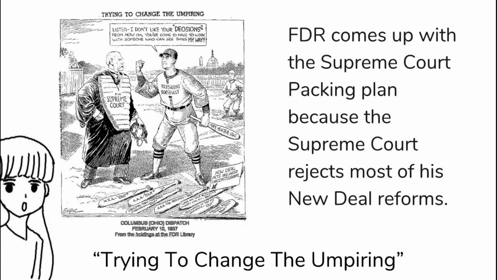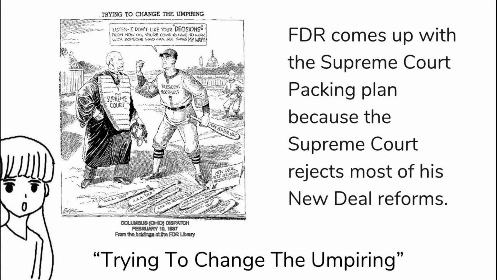It's a lot. So basically, here are 4 political cartoons to describe this experience. So we have this cartoon titled Trying to Change the Umpiring, where President Roosevelt yells to the Supreme Court, "Listen, I don't like your decisions from now on. You're going to have to work with someone who can see things my way." And on the floor, there's a lot of bats with a lot of his legislation, like the AAA, that are tagged out. They've been rejected. And so this cartoon is basically FDR coming up with the Supreme Court packing plan because the Supreme Court rejects most of his New Deal reforms.